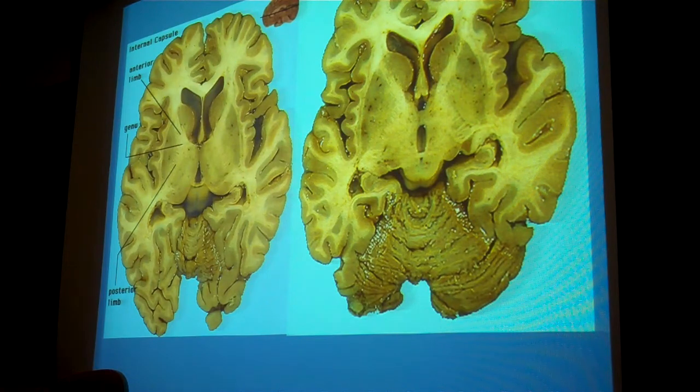That's why they put them under the lights, to try to get rid of them. What is damaged with cerebral palsy? It's the basal ganglia, a lot of it. There's more.